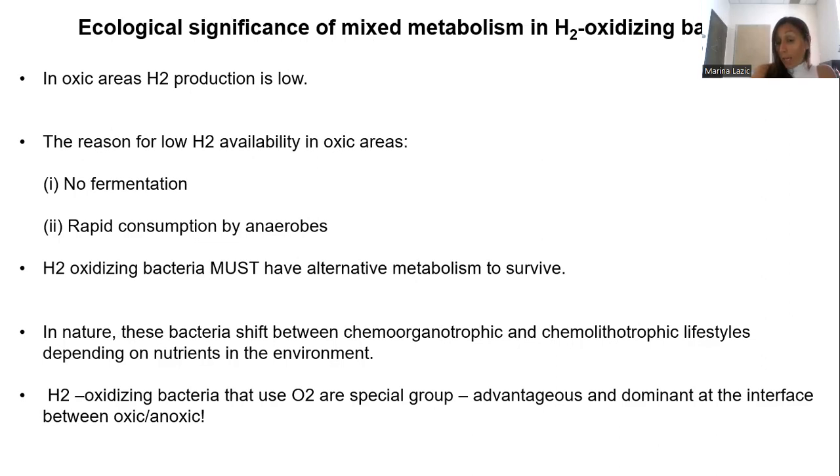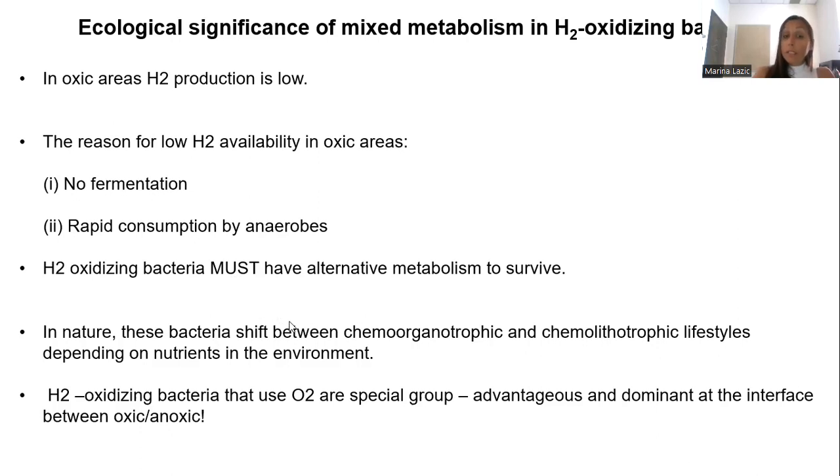So the reason why hydrogen is low in oxic areas is because there is no fermentation, and hydrogen is a byproduct of fermentation. If there is no fermentation in oxic areas, and fermentation happens in an anaerobic environment, then the hydrogen amount will be low. And whatever hydrogen is present there gets consumed rapidly by anaerobic organisms. So basically, hydrogen oxidizing bacteria must have alternative metabolism to survive.